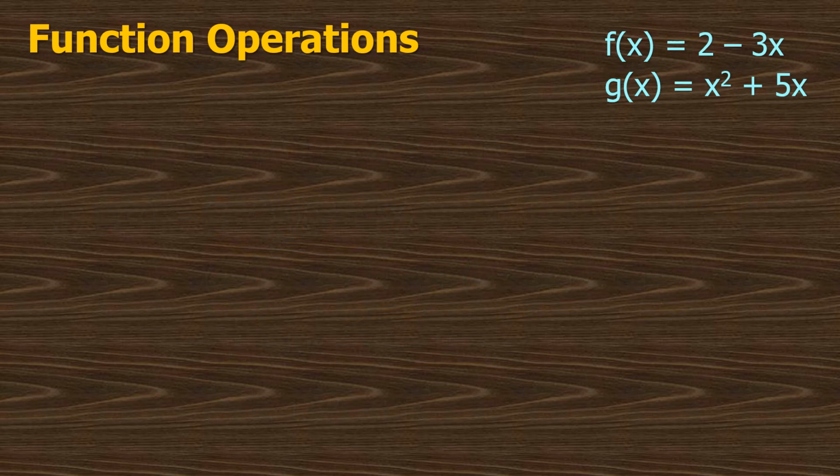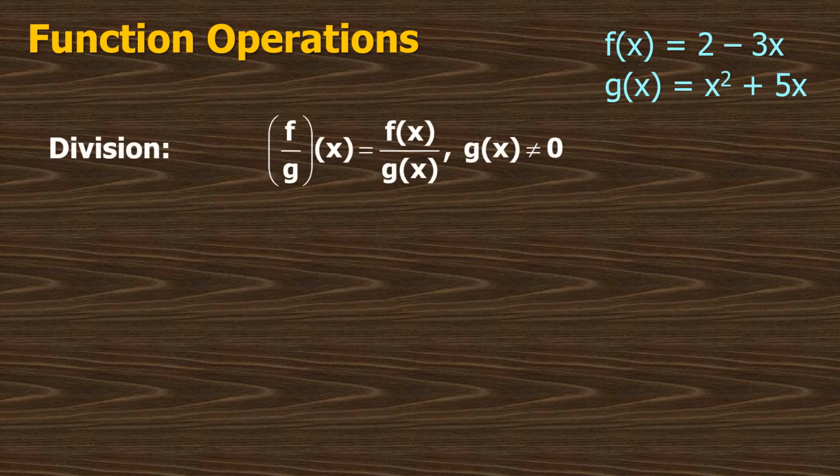The last of the four basic operations is division, in which f of x is divided by g of x. But division has some major concerns, and one of the most basic concerns is that you cannot divide by 0. So we have to make sure that whatever we do, we cannot allow g of x ever to equal 0, otherwise it's going to cause problems.